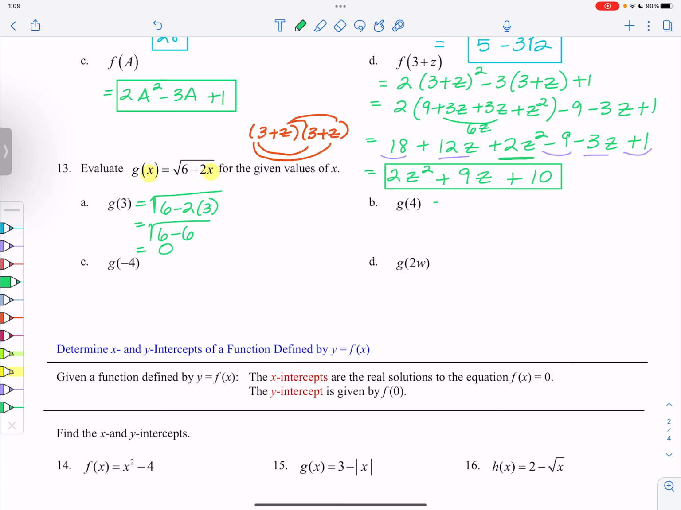And in B, we're going to have the square root of 6 minus 2 times 4, and that's the square root of 6 minus 8, which is the square root of negative 2. And this is not a real number. This is undefined.